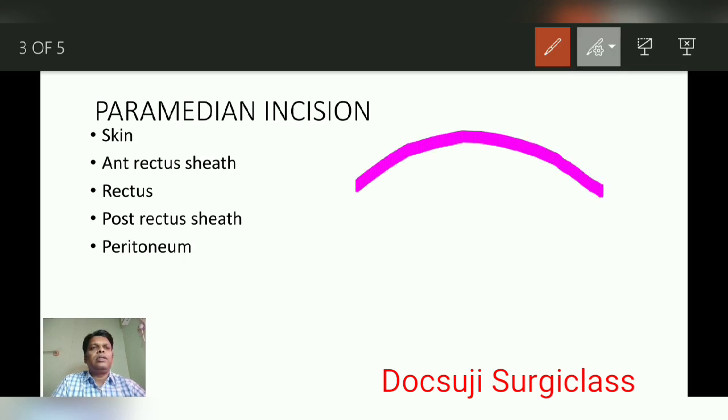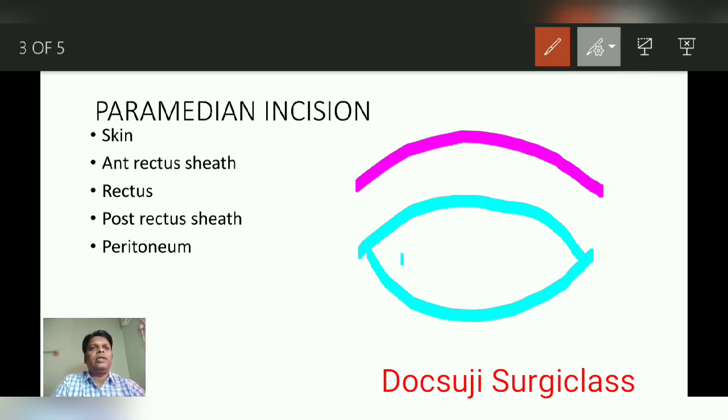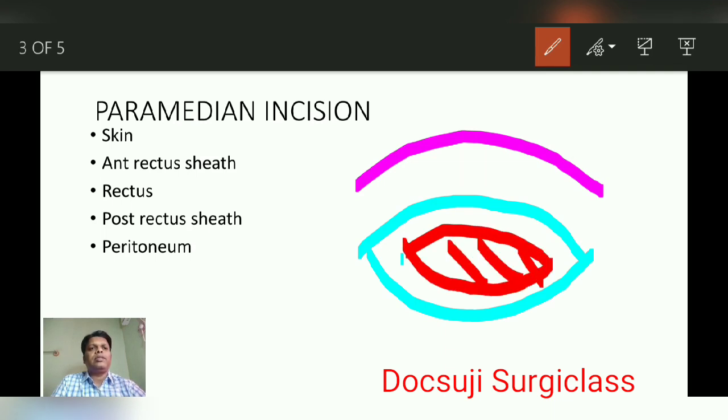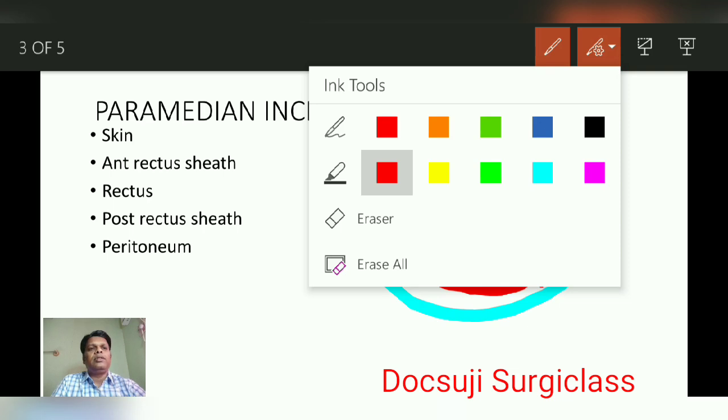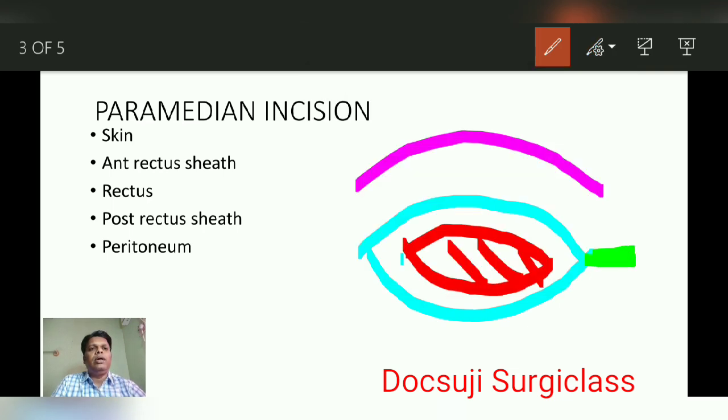This is the skin, this is the anterior rectus sheath and this one is the posterior rectus sheath. Inside that you have the rectus muscle, and this part is the linea alba. You should put an incision 2.5 centimeter laterally from the midline. First you open the skin, followed by the anterior rectus sheath.